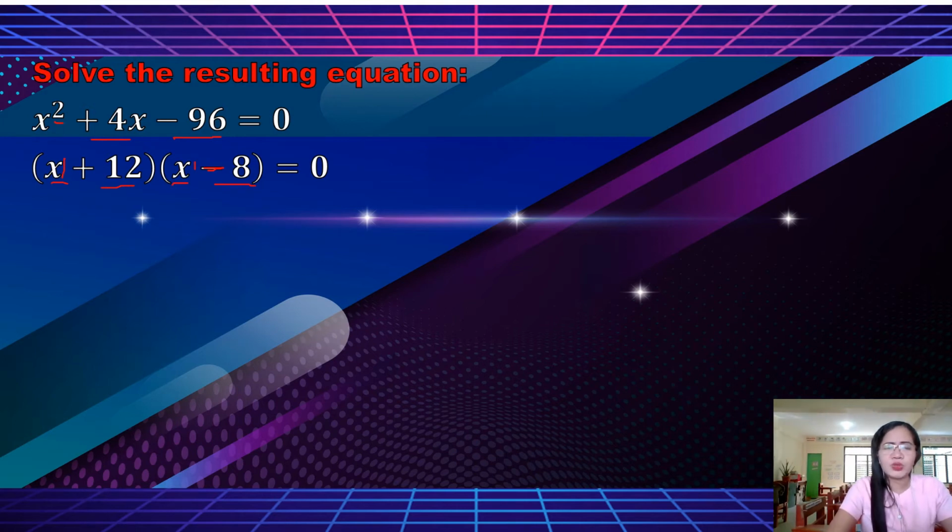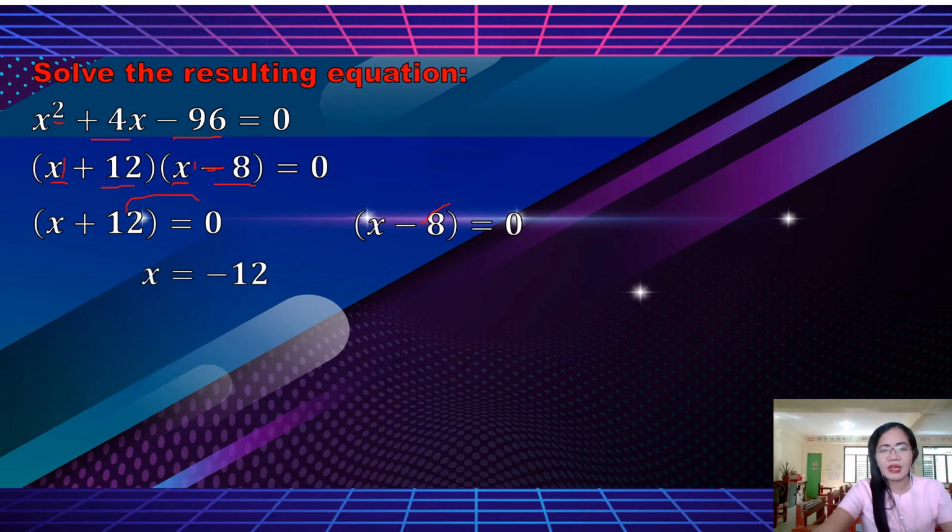Okay, afterwards, we're going to use the zero product property by separating the two factors, then equate it to 0. Then transpose positive 12 and it becomes negative 12, and negative 8 becomes positive 8. So therefore, our width is 8 meters.